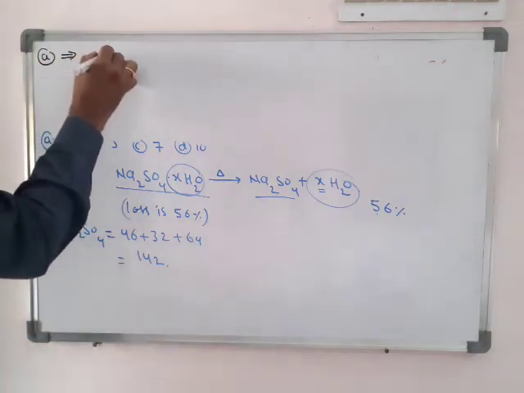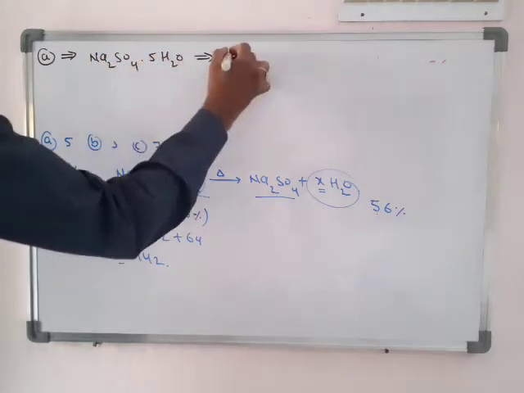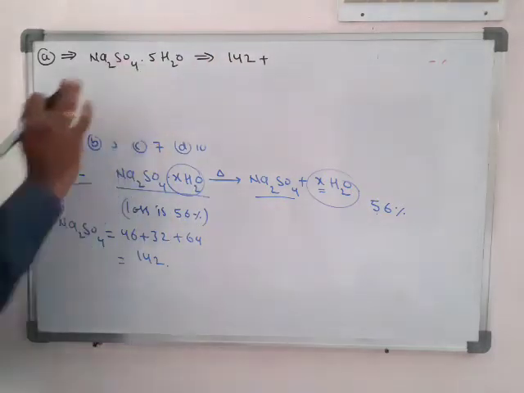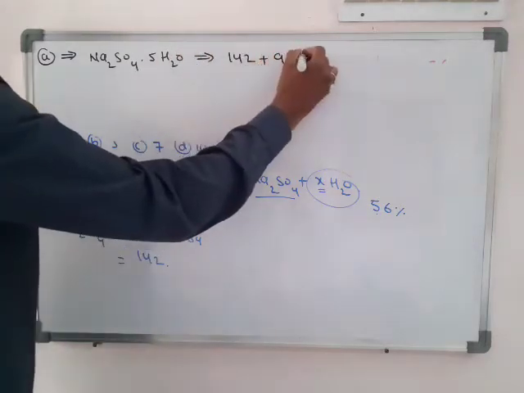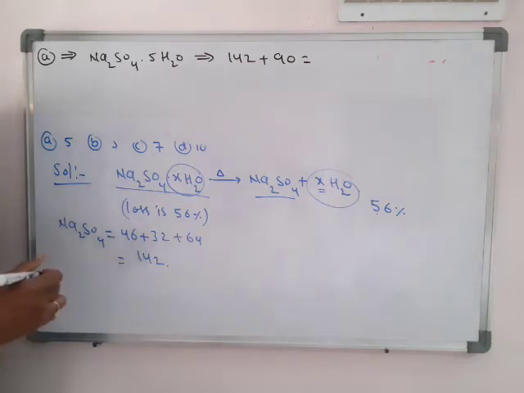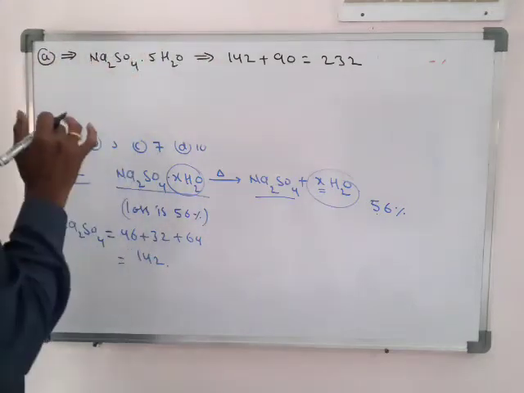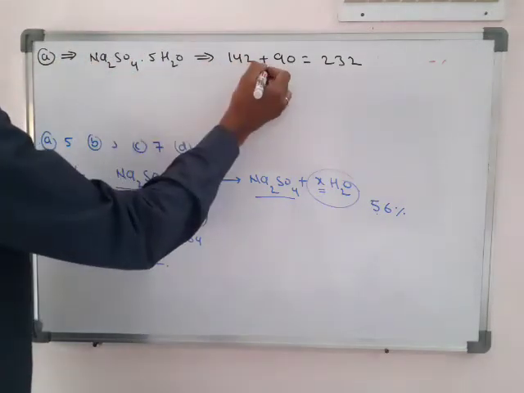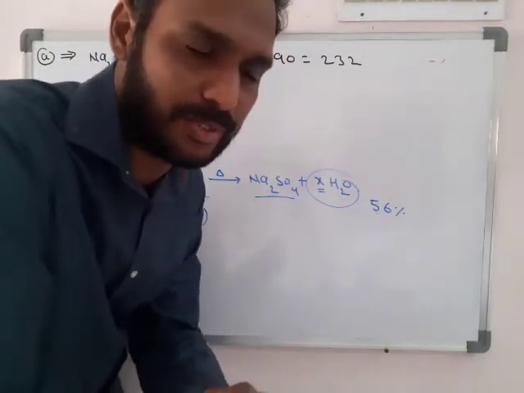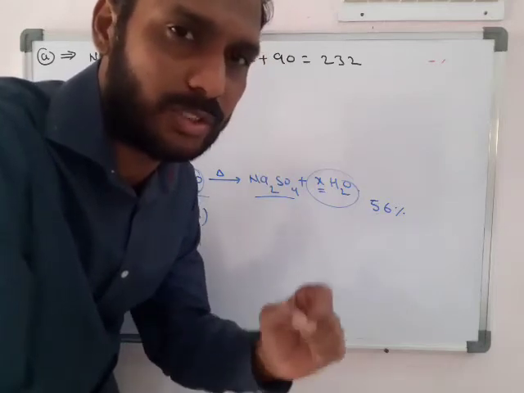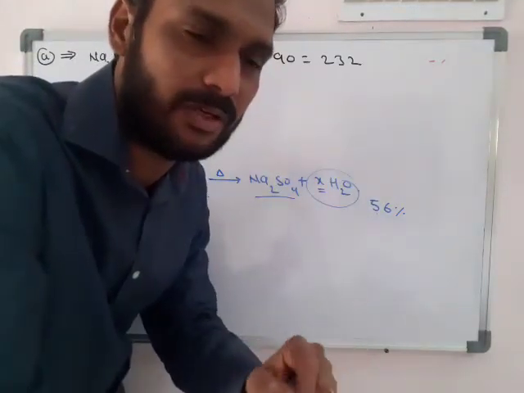According to option A, that is Na2SO4·5H2O. What is its total weight? Na2SO4 is 142, and 1 H2O molecule means 18. Here 18 times 5 is 90. So 142 plus 90 gives 232. The total mass is 232, and 90 is the water. If we take 5H2O, the water mass is 90 grams, and the total mass is 232. Now this water mass should be equal to 56% of the total for it to be the correct option.